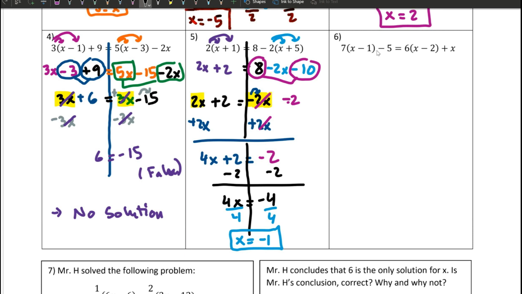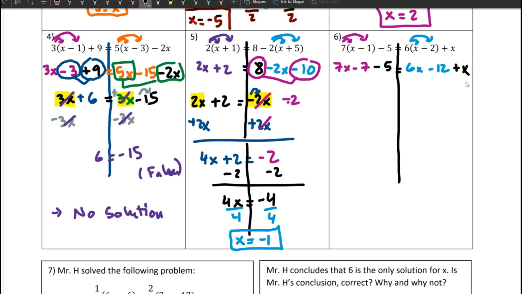Number 6. Okay, so parentheses, we're going to distribute 7 into parentheses. It's 7x minus 7. Bring down the negative 5, equal to... Then we distribute 6. That will give you 6x minus 12, and bring down the x.